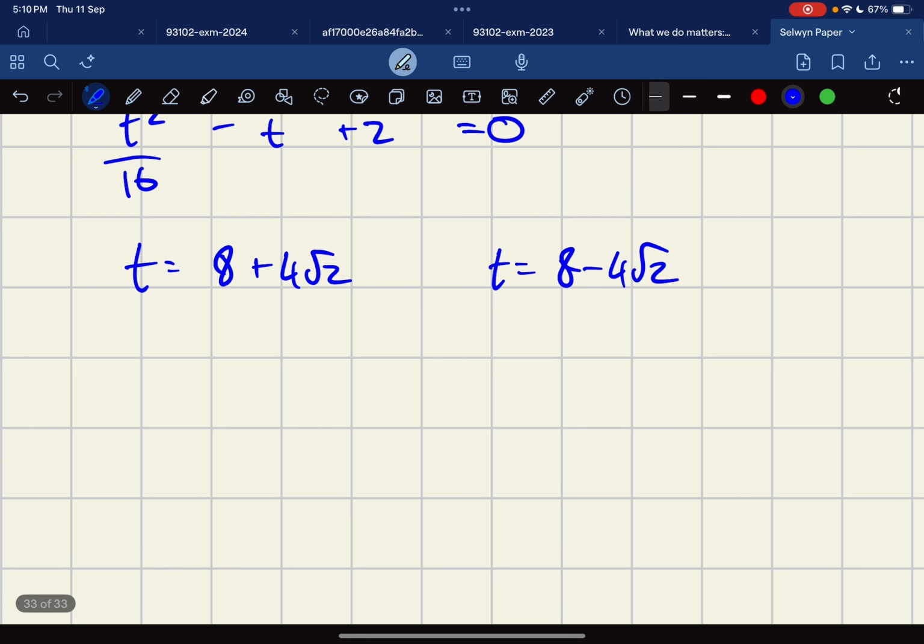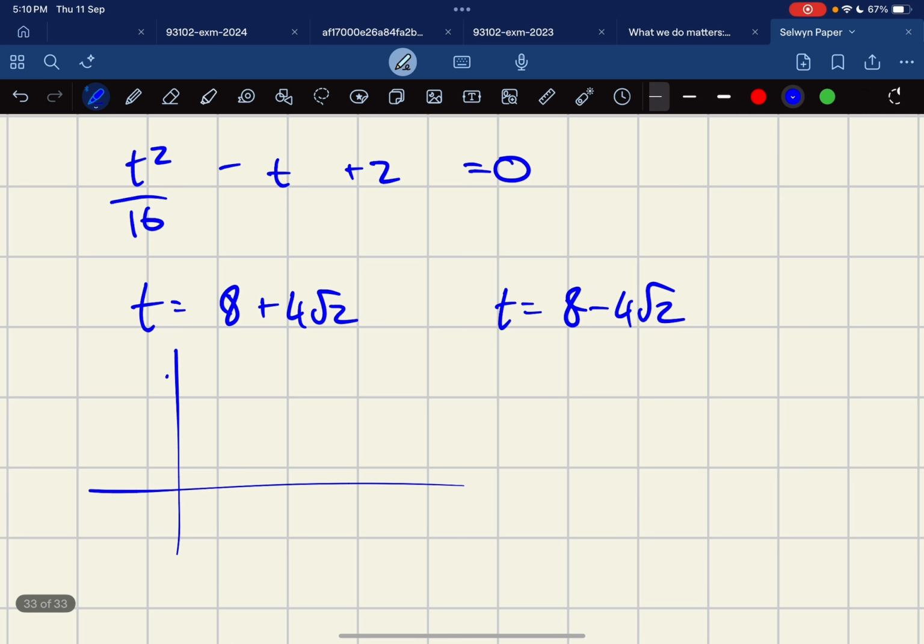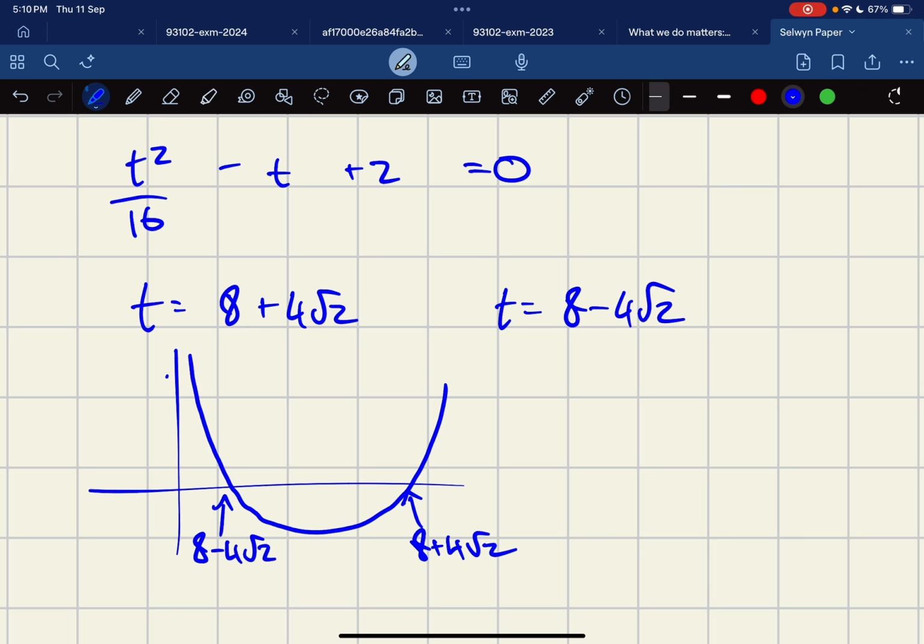So what does it actually look like in terms of a function? What this looks like is a quadratic, because this is a quadratic graph here, or parabola. So it's going to look like this, with its two x-intercepts here, one at 8 minus 4 root 2, and the other at 8 plus 4 root 2. And this is the acceleration axis, and this is the time axis. This is the velocity axis. No, sorry, this is the change in velocity, also known as the acceleration, so dv over dt.